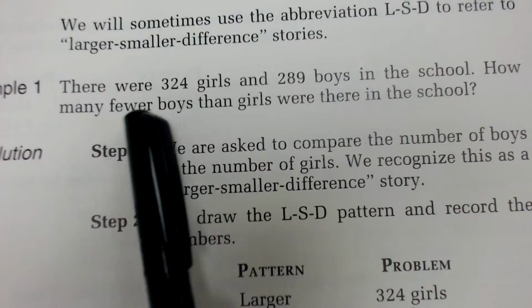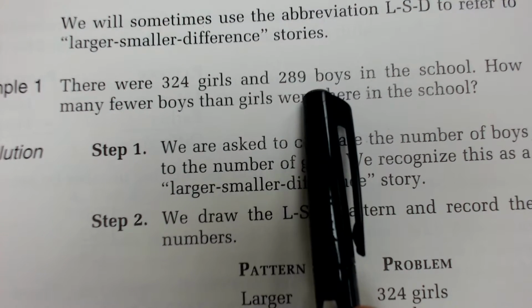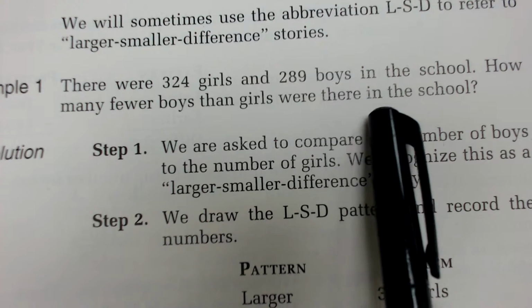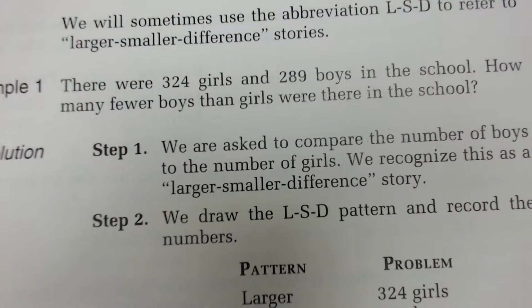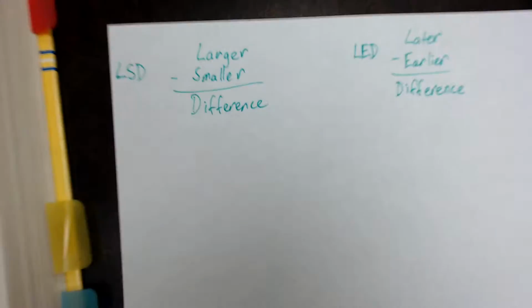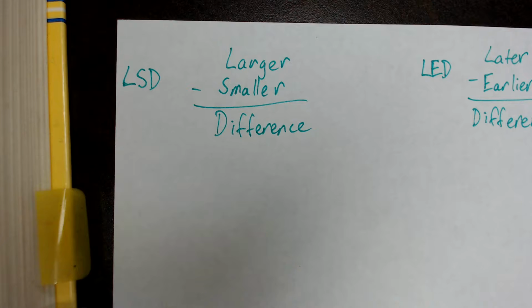It says there were 324 girls and 289 boys in the school. How many fewer boys than girls were in the school? So this is going to be a larger, smaller difference because we're dealing with amounts, not times. So let's go to our larger, smaller difference template.